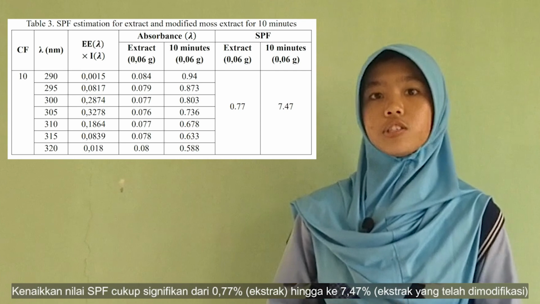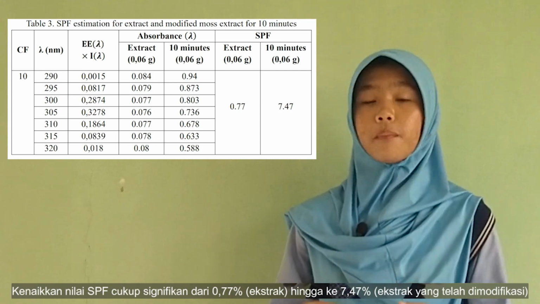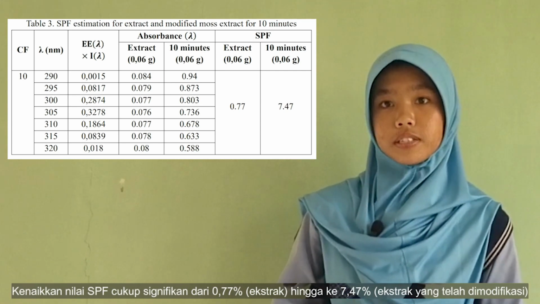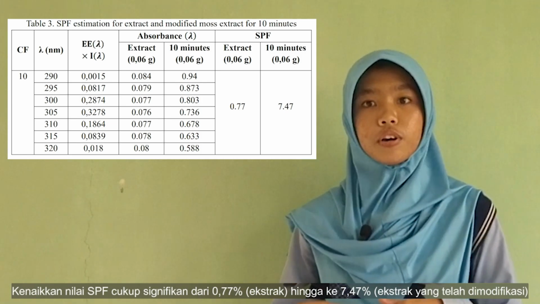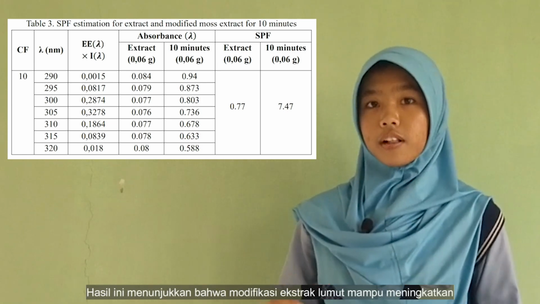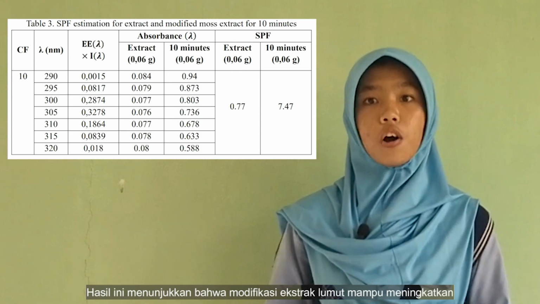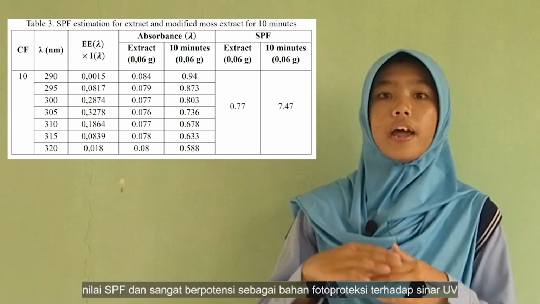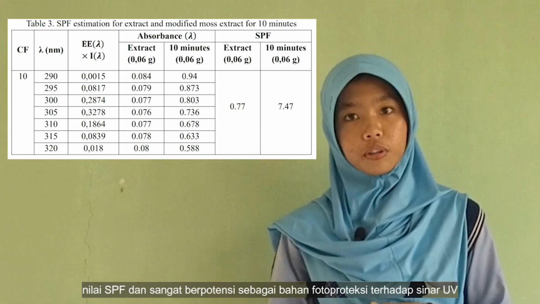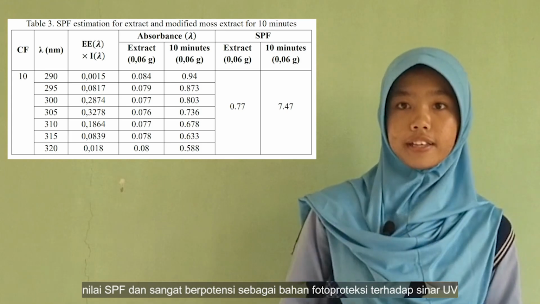The increase in SPF value was significant from 0.77 for the extract to 7.47 for the modified moss extract. This result indicates that modification of moss extract is able to increase the SPF value and has great potential as a photoprotective material against UV light.